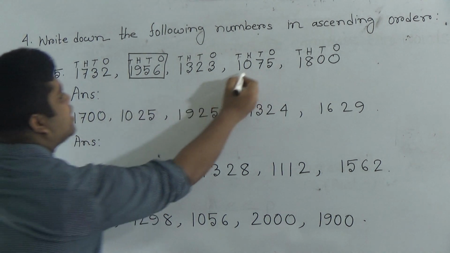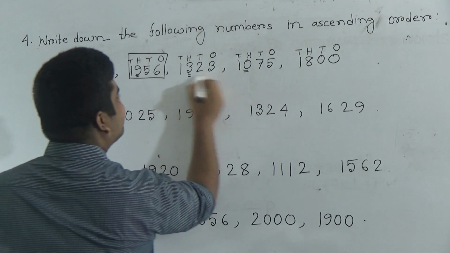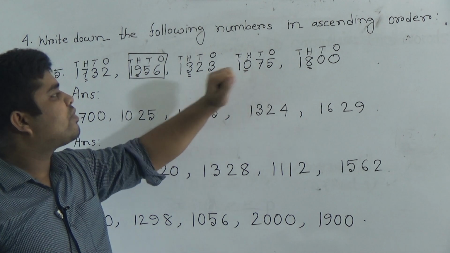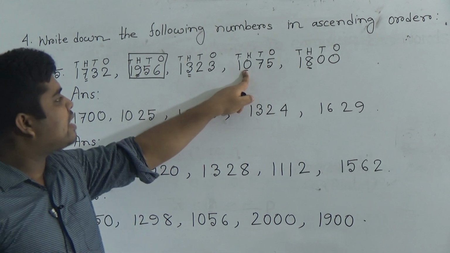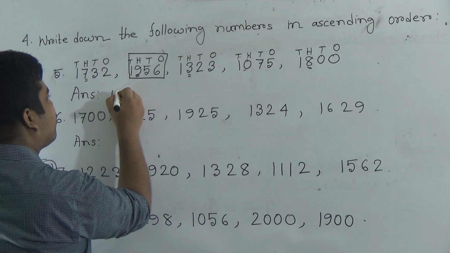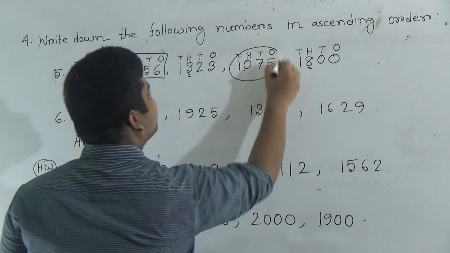Notice 0, from 9, 7, 3, 8. From these digits, 0 is the smallest number. So it is the smallest number among these 5 numbers. So I write 1075. Okay, so it is done.